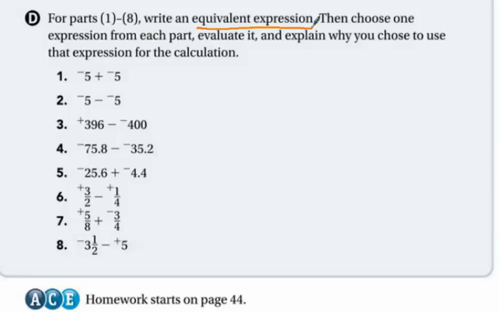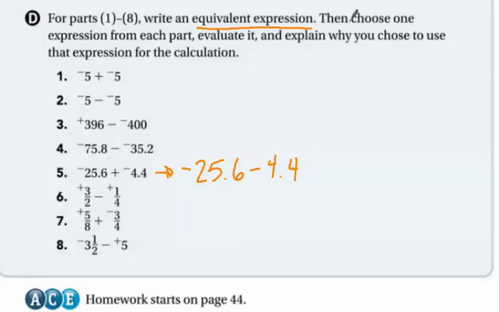All right, so we're going to write an equivalent expression first. If I look at number 5, I see that I have negative 25.6 plus negative 4.4. From our algorithms that we've learned, we know that to add the negative is the same thing as if I were to simply subtract the positive. I have now created an equivalent expression to the first one.